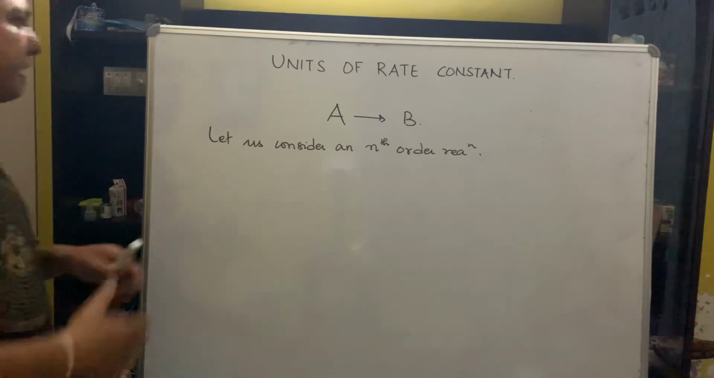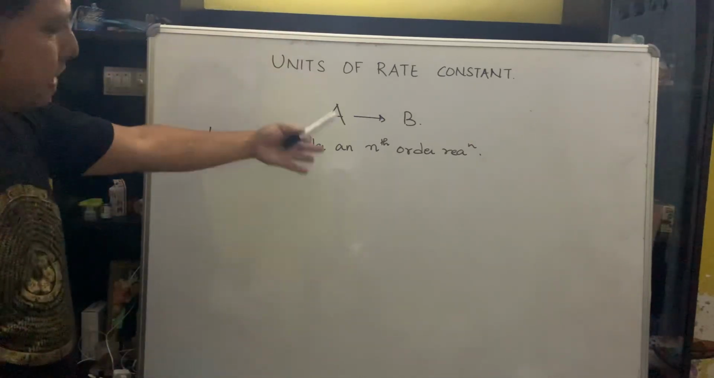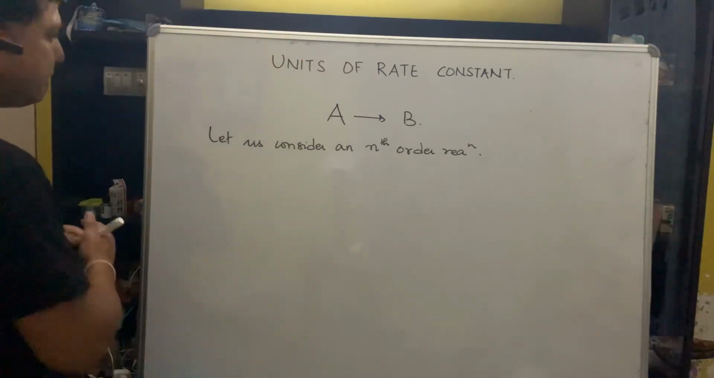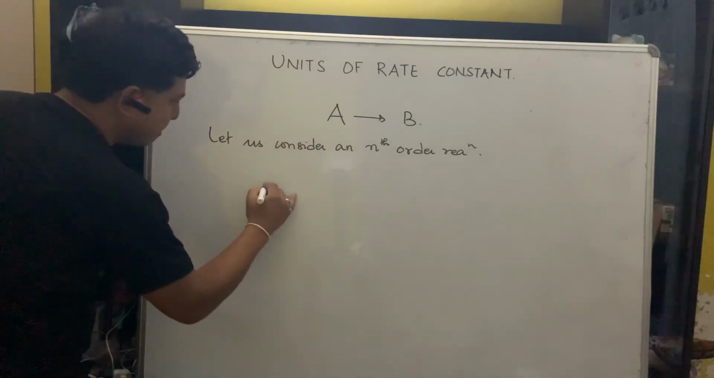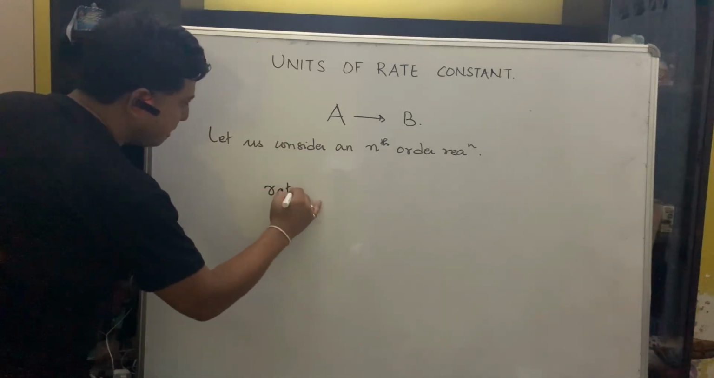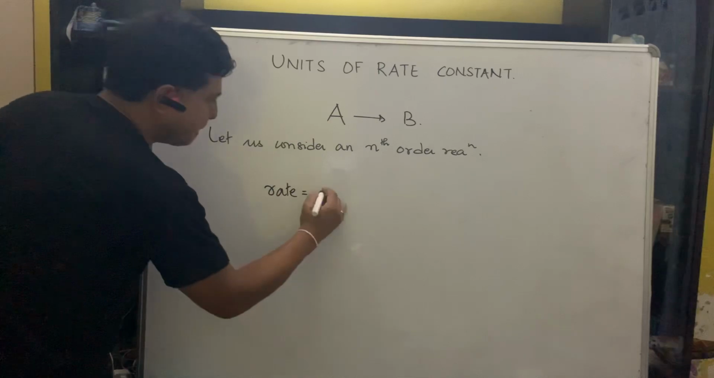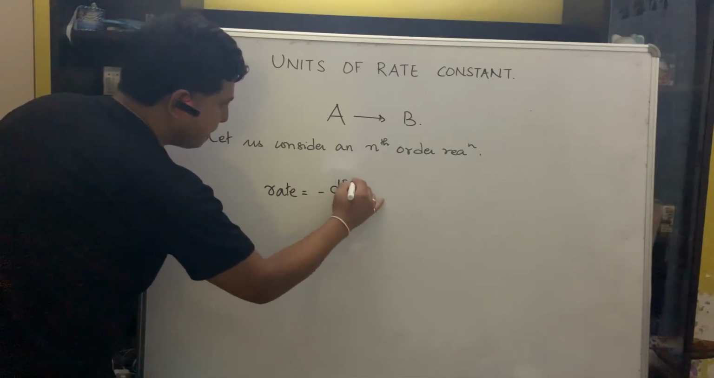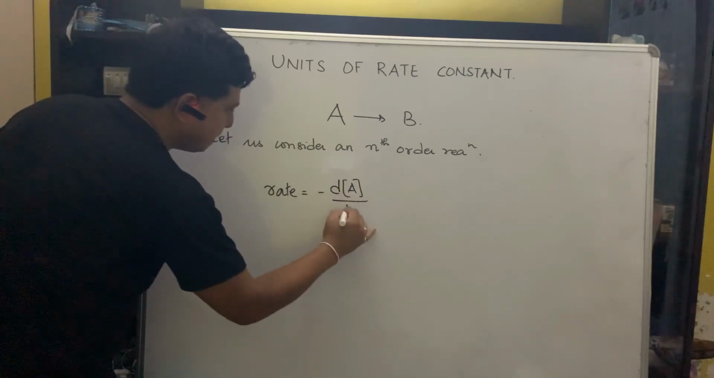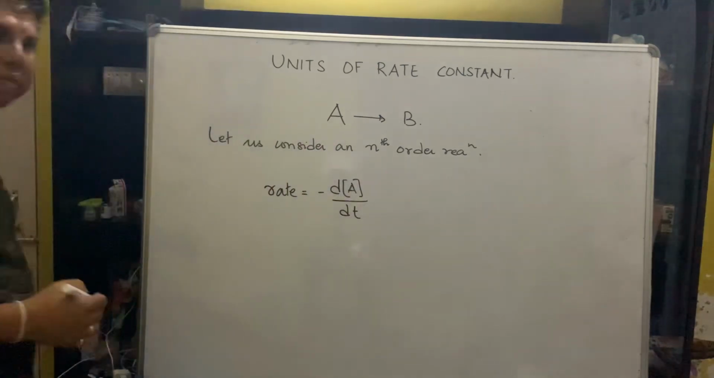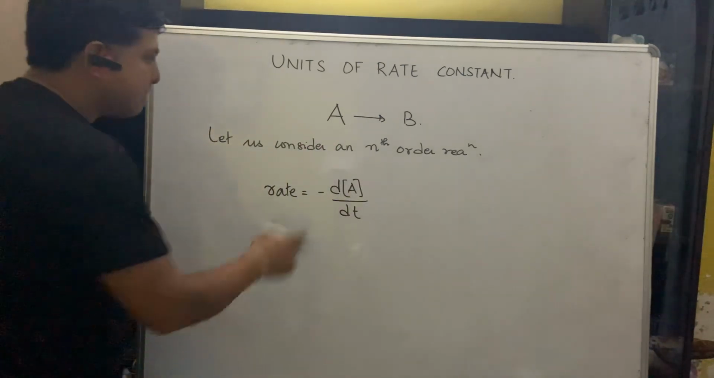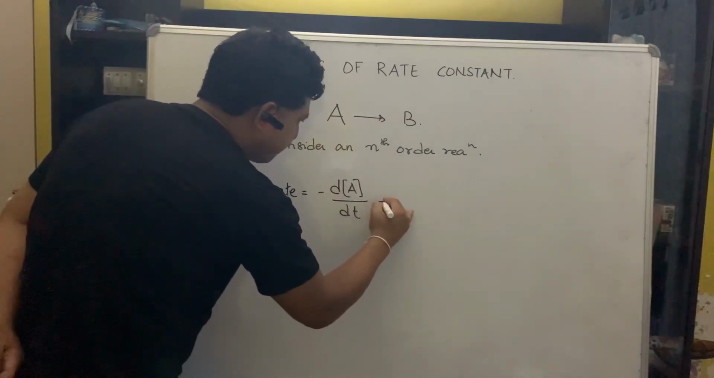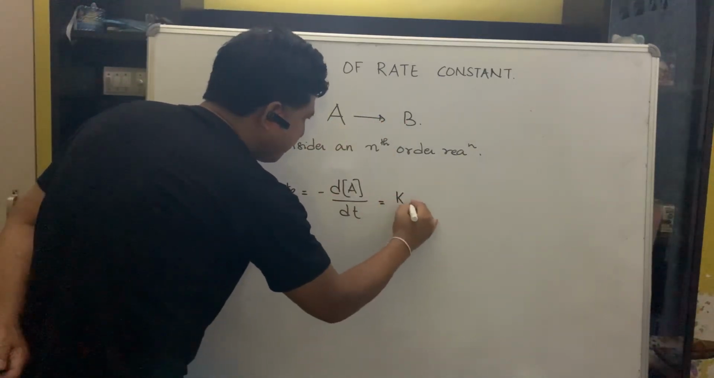Now how do I express the rate in terms of A or in terms of B, which we have already discussed? So rate equals, in terms of A, we write a minus sign here, change in concentration dA divided by the time taken for the change, dt. Since this is an nth order reaction, this will be equal to K times A.